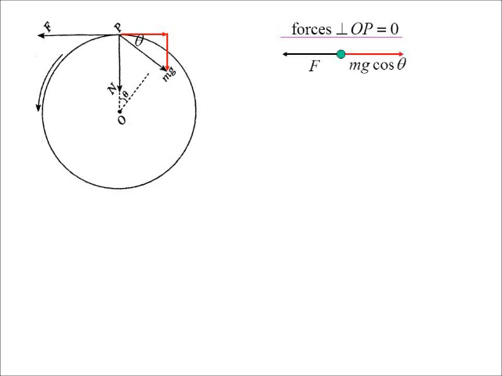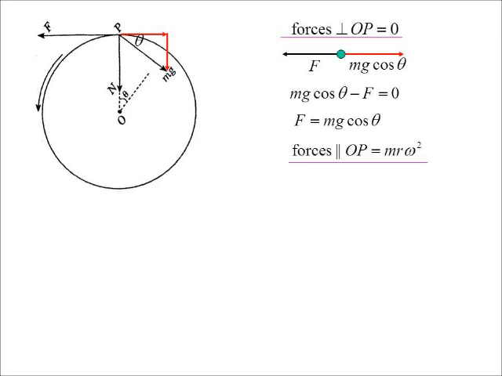And they will sum to be 0. Friction now is totally to the left, but I have a component of the gravitational force to the right. So I get mg cos theta minus F. So I come up with an expression for friction straight away. I don't have to worry about mucking about with the normal force.